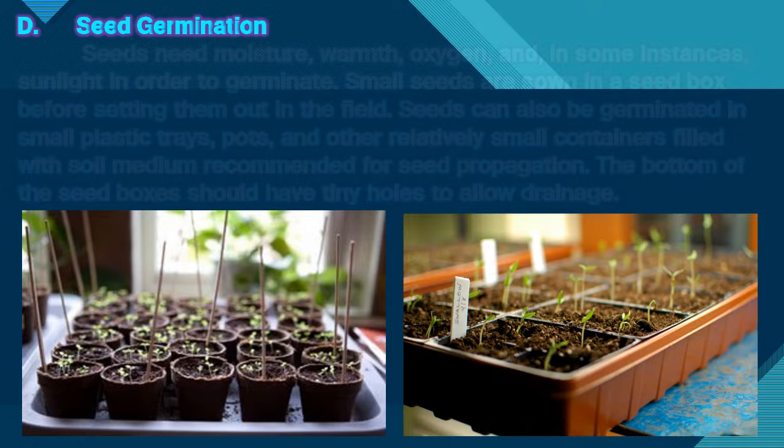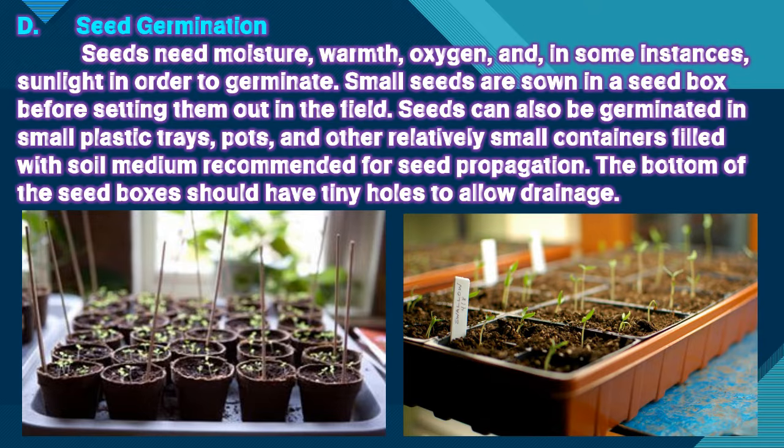Seed germination. Seeds need moisture, warmth, oxygen, and, in some instances, sunlight in order to germinate. Small seeds are sown in a seed box before setting them out in the field. Seeds can also be germinated in small plastic trays, pots, and other relatively small containers filled with soil medium recommended for seed propagation. The bottom of the seed boxes should have tiny holes to allow drainage.